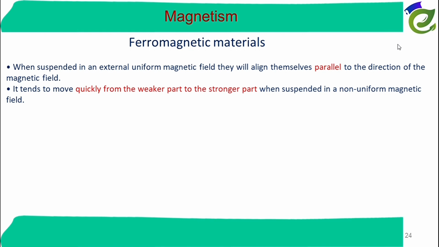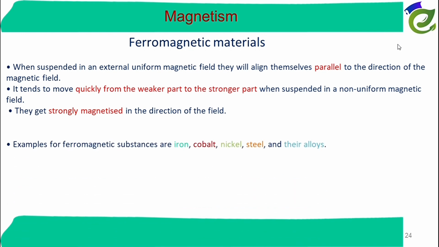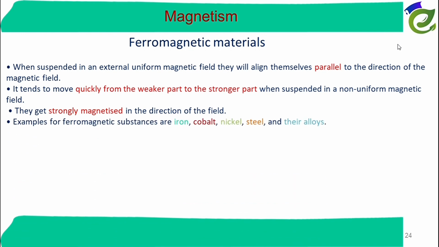These move quickly from the weaker part to the stronger part, and they get strongly magnetized in the direction of the field. Like paramagnetic, they also get magnetized in the direction of the field, but here they get strongly magnetized. Examples of these ferromagnetic substances are iron, cobalt, nickel, steel, and their alloys. Generally, these are the magnetic materials we see in our daily life.